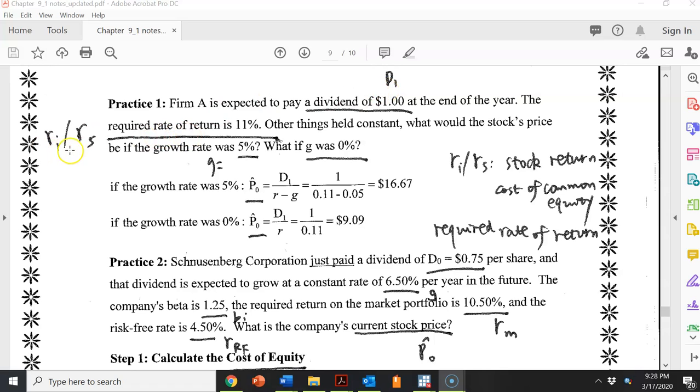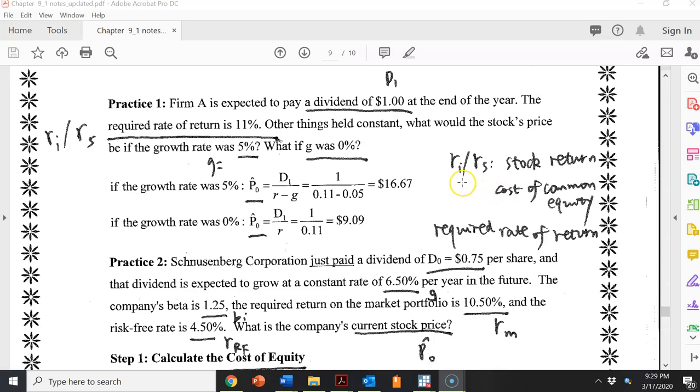Required rate of return RS is 11%. Growth rates are 5% or 0%. What is the stock price? If G is 5%, then P0 equals D1 over R minus G. Plug the numbers in, we get 16.67. If G is 0, P0 becomes D1 over R. We have 9.09.